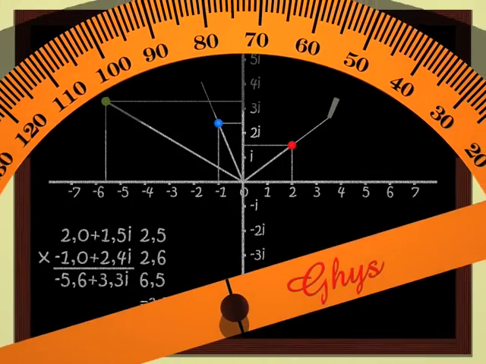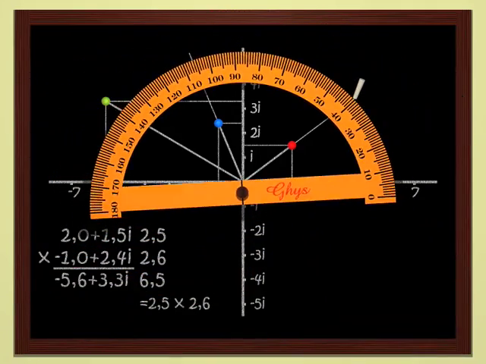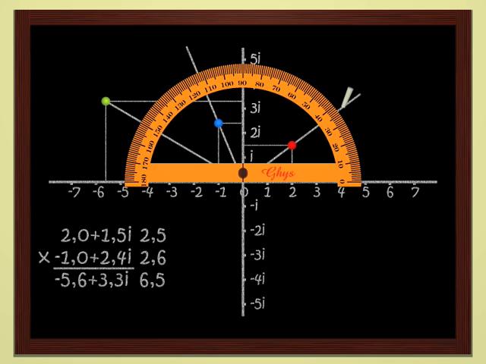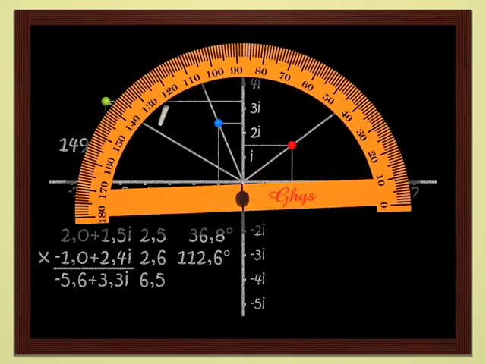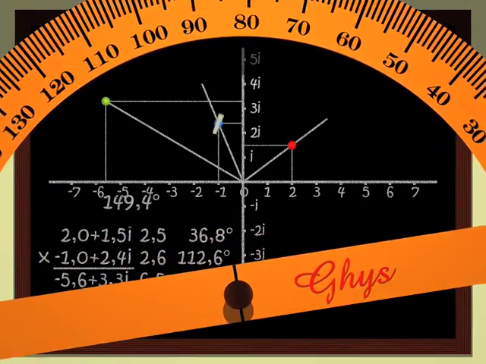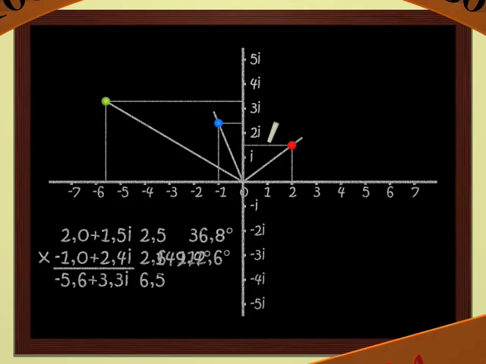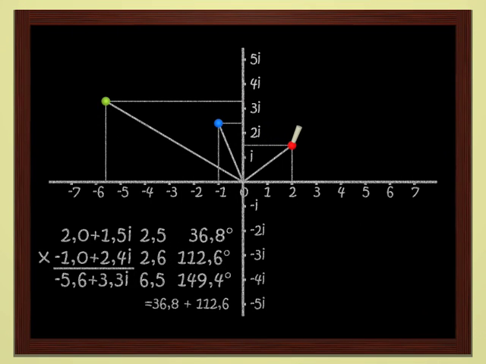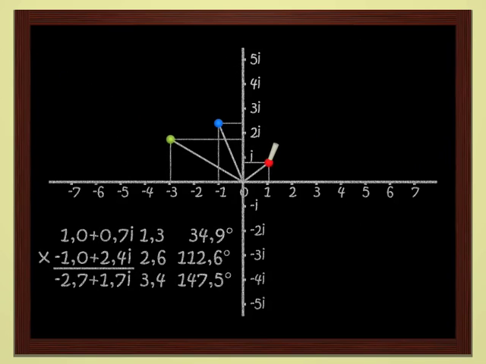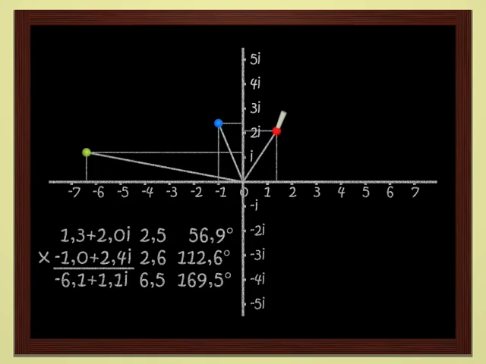The argument of a complex number is measured by the angle between the abscissa axis and the straight line joining the origin to the point. Here, for instance, the argument of the red complex number is 36.8 degrees. The argument of the blue point is 112.6 degrees. And for the product, the green point, we get 149.4 degrees. That is the sum of the arguments of the two numbers. When we multiply two complex numbers, moduli are multiplied and arguments are added.